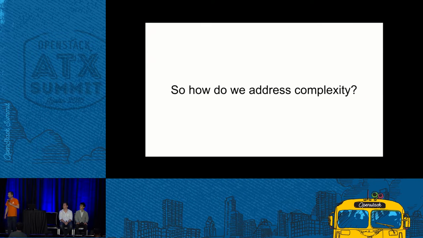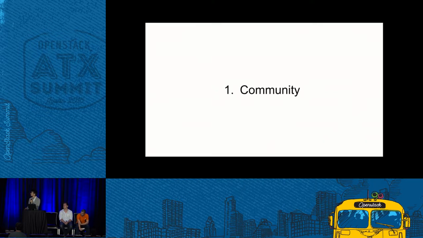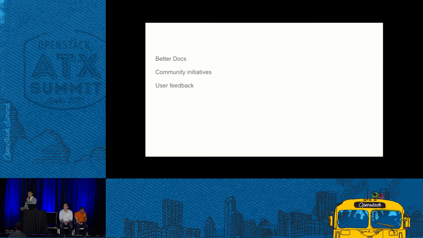So how do we address it? Well, at this point, I'm going to hand over to Hironori, who's going to look at some of the ways we think you can address this complexity. So how do we address complexity? First, we'd like to talk about community activities. These are community activities for solving the complexities of OpenStack: better docs, community initiatives, and user feedback.